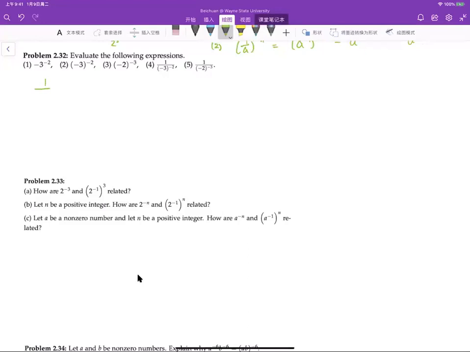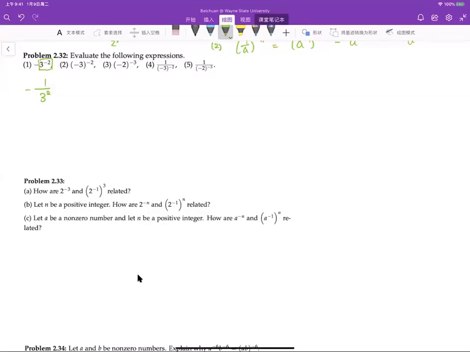So in this case, what's the base? Is the base negative 3 or just 3? Negative 3. Are you sure? No, 3. Because in this case, there is no parentheses, right? So you should take the negation after the power. So basically the base is positive 3. This is the term you should calculate first, because that's the power. So that's equal to 1 over 3 squared. Then take the negation.